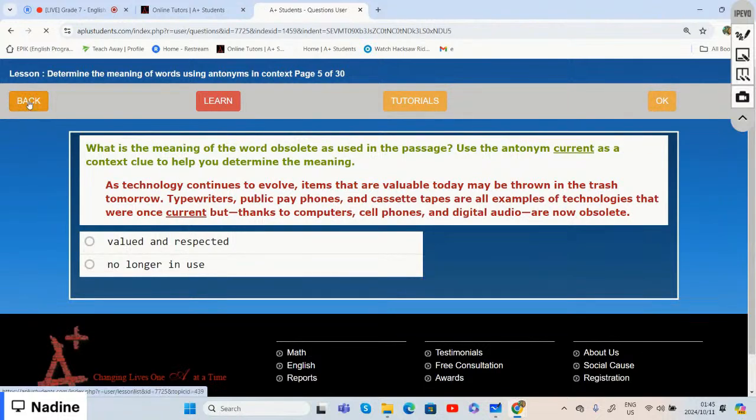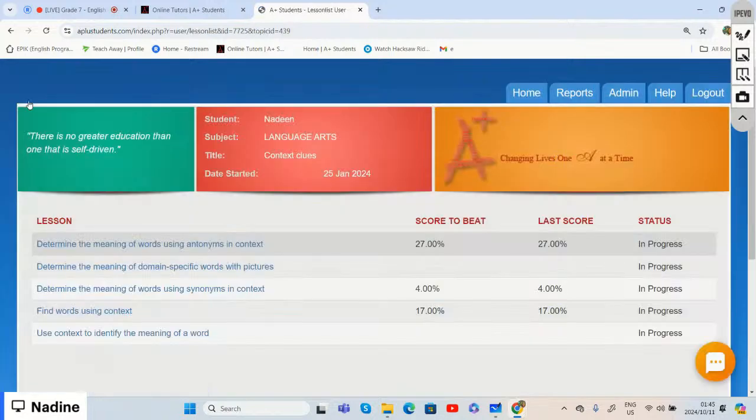All right, so this is now the end of our lesson on context clues. We had to determine the meaning of words with antonyms in context. We said that when it comes to context clues, we have certain words that we can look at in order to determine the meaning of certain words. And with antonyms, we can find the opposite of that word in order to help us find the meaning of a specific word.